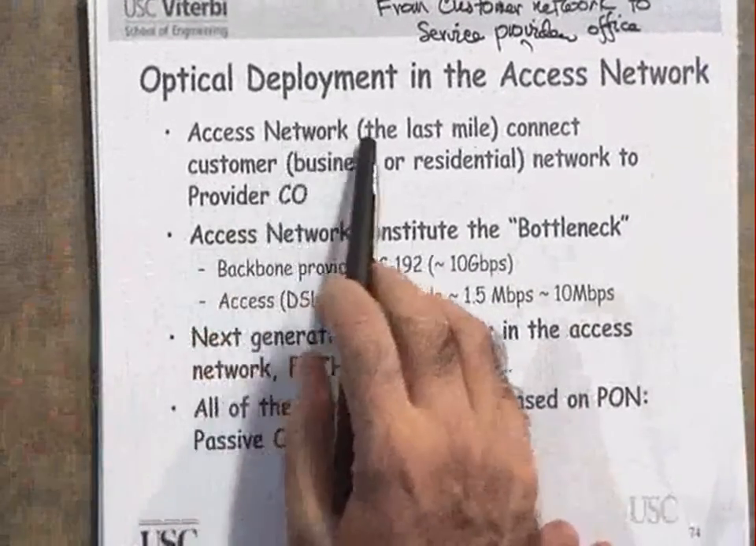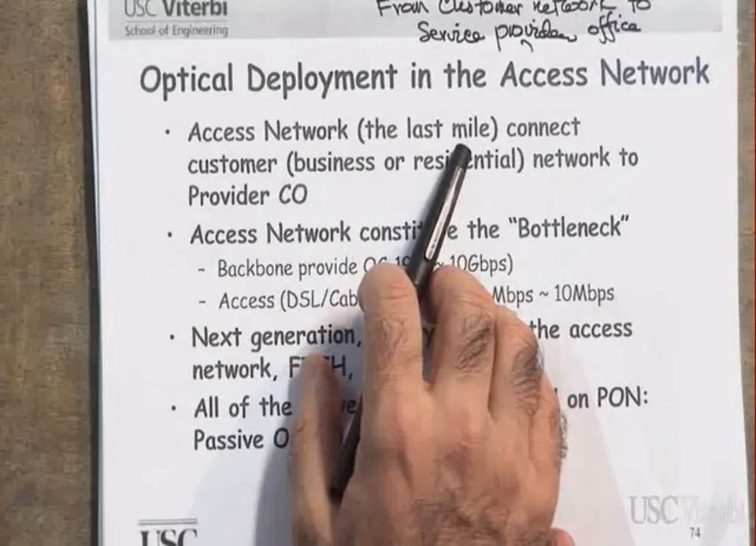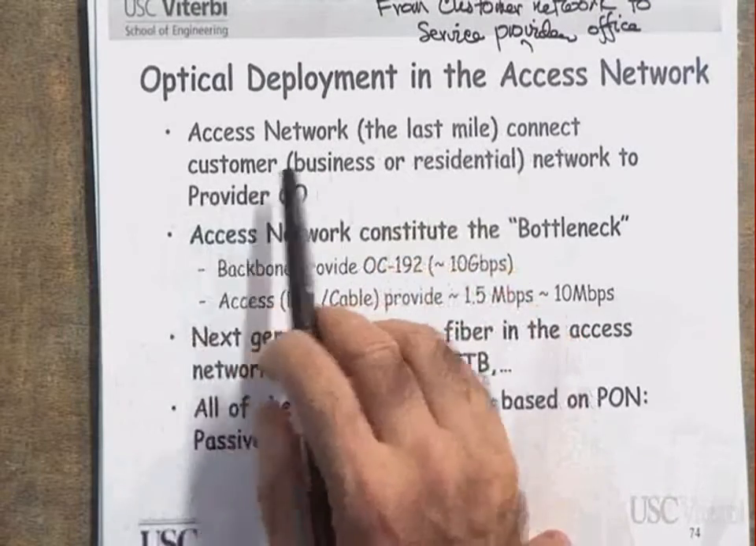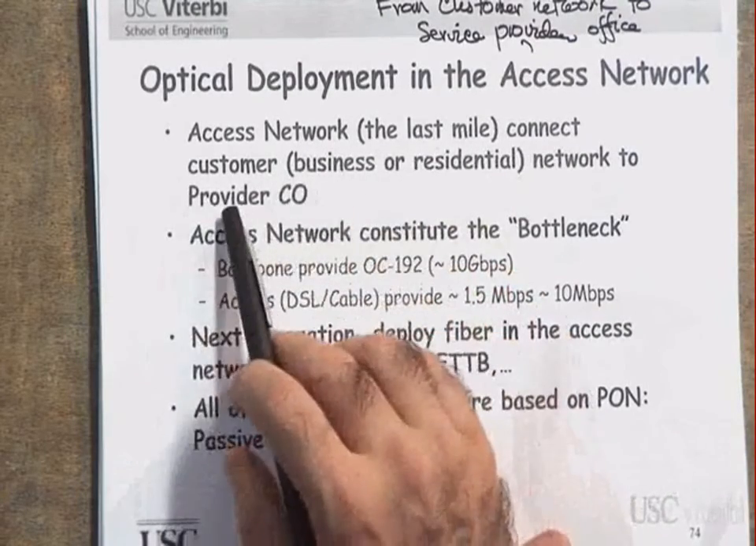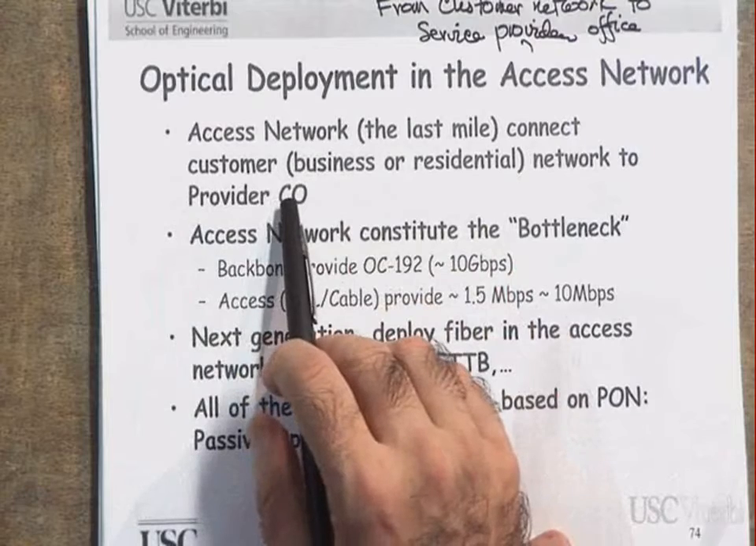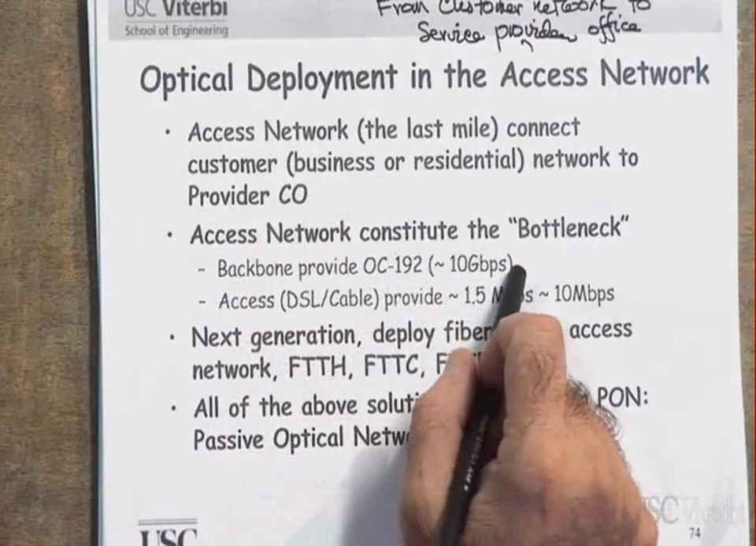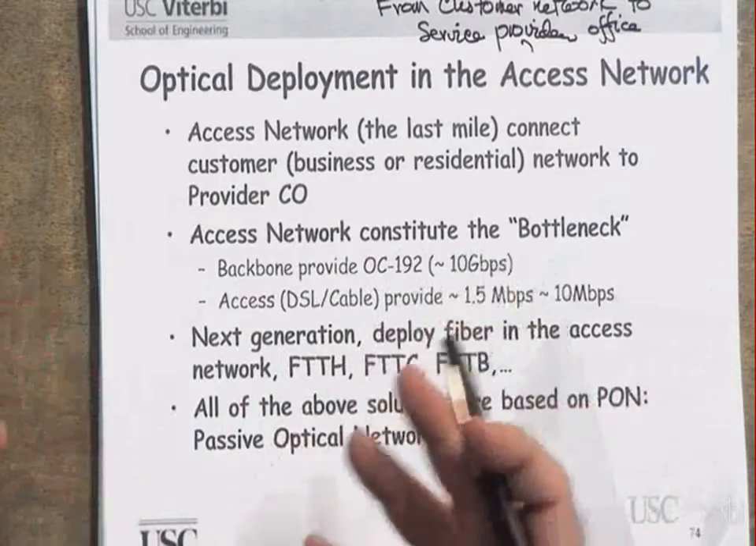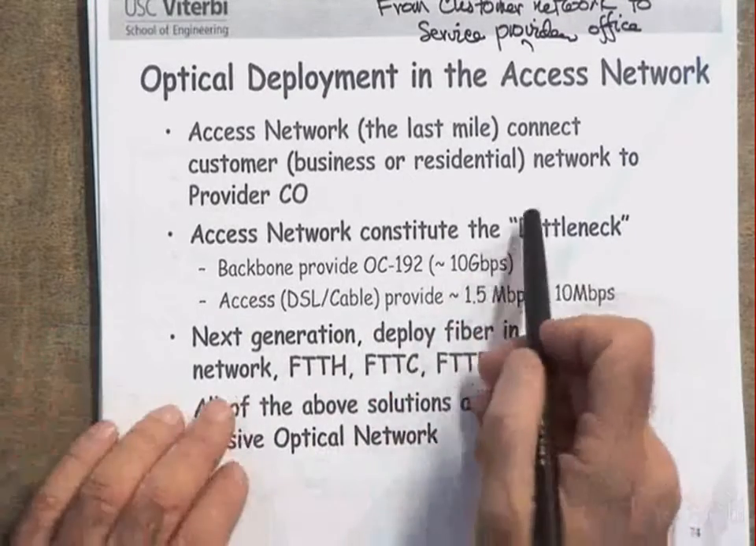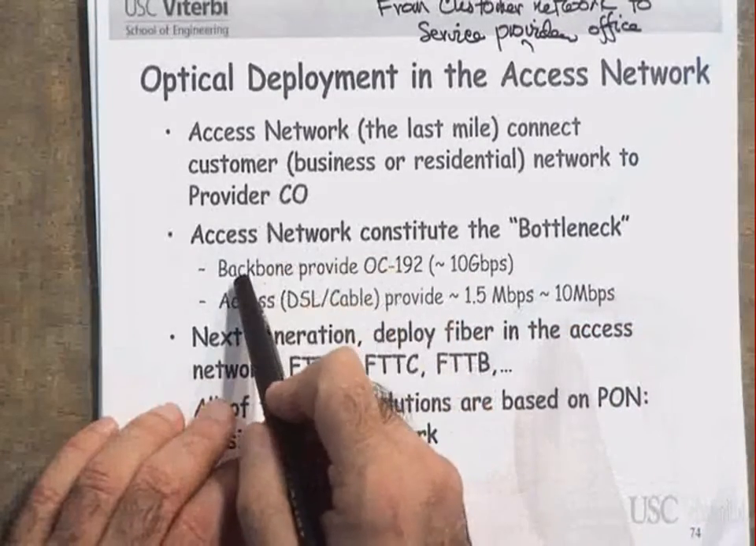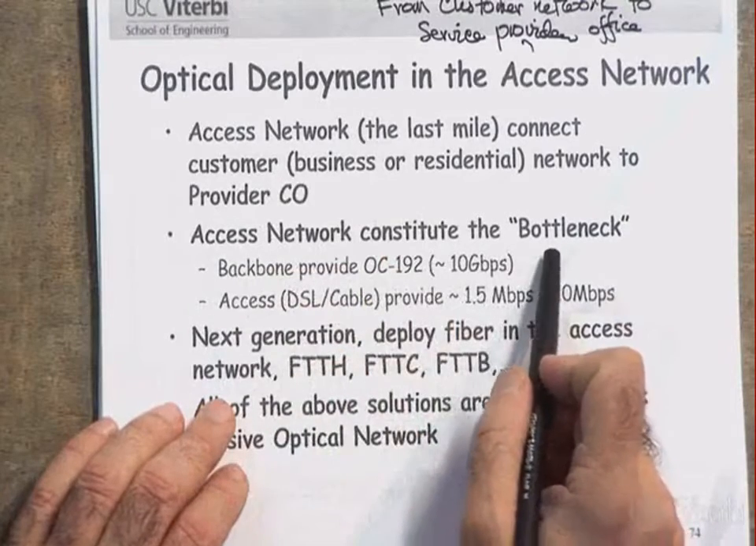So the access network is what is sometimes referred to as the last mile. It connects the customer, or the business or residential network, to the provider central office. The access network always constitutes the bottleneck. Why? Because the capacity or bandwidth available in the core is much higher than the one available in the access.